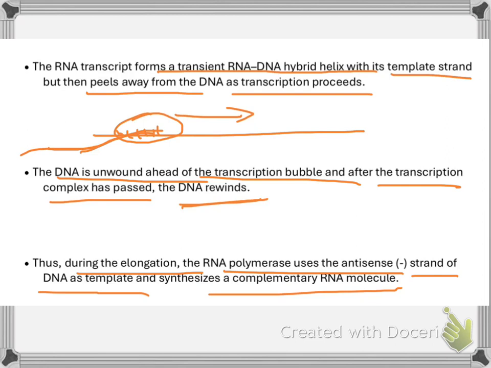Then as the RNA polymerase moves, the primary transcript will form, that will form a DNA-RNA hybrid helix. When the transcription proceeds, it will peel away from the DNA, and the DNA is unwound ahead of the transcription bubble, and after the transcription complex has passed, the DNA rewinds.